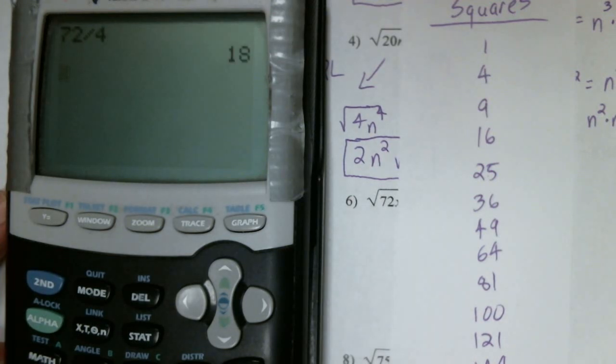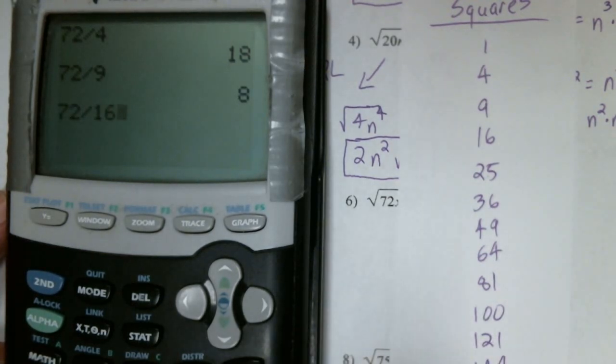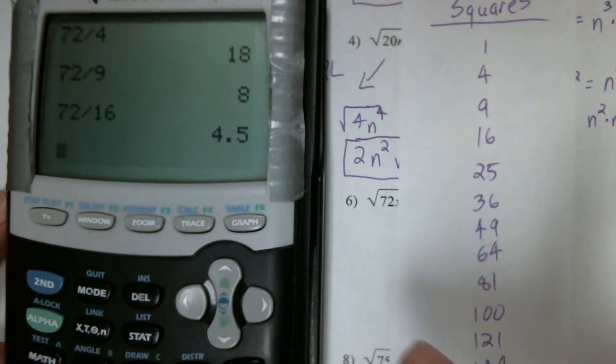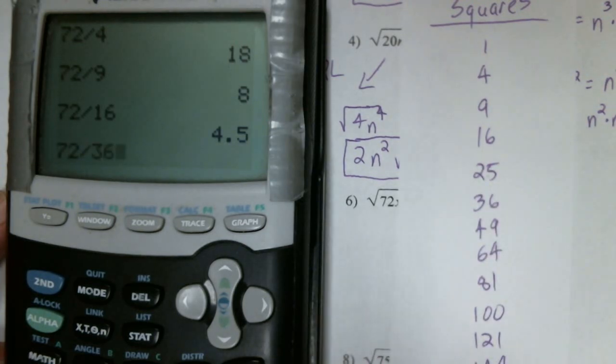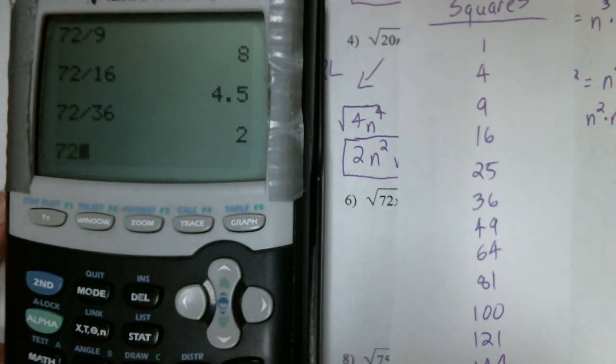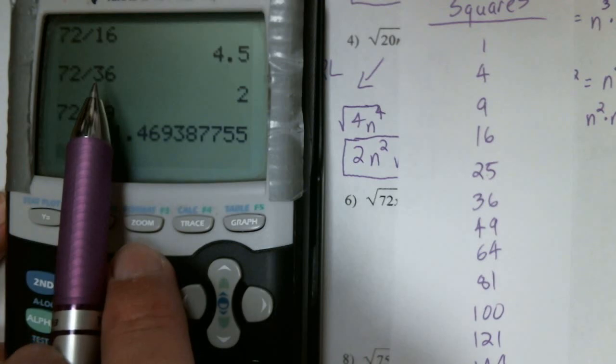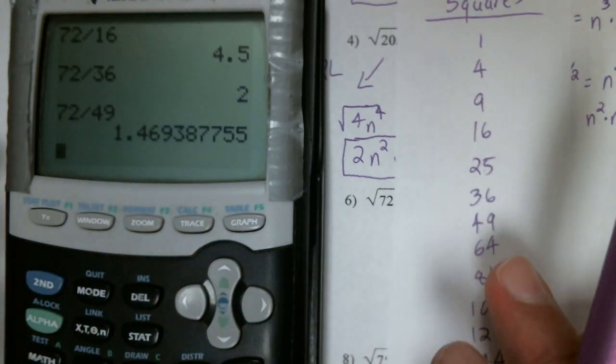Okay, that works. Well, what about 72 divided by 9? That works. What about 72 divided by 16? No. 25 obviously doesn't work. 72 divided by 36. Oh, that works. 49, of course, doesn't go. That's too high. So my highest perfect square that goes into 72 is this bad boy right here, 36.